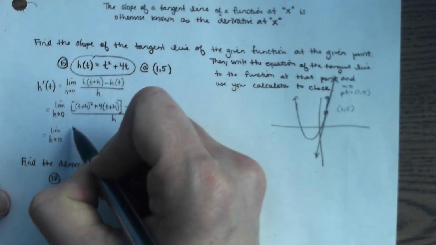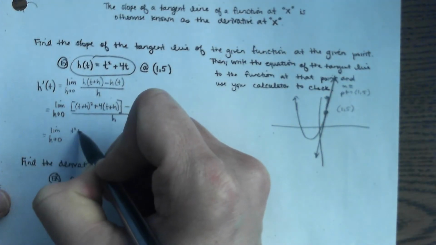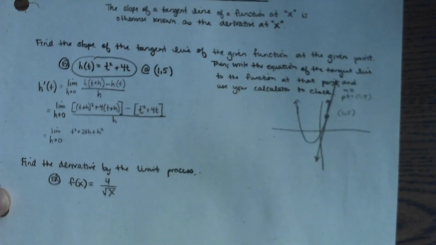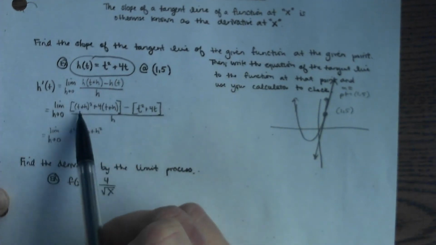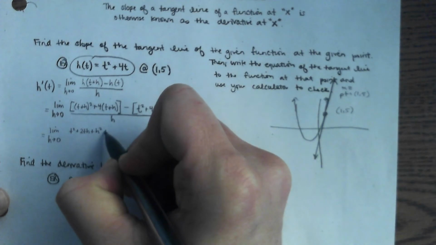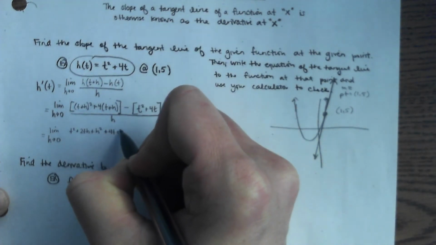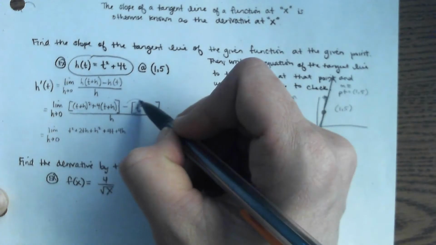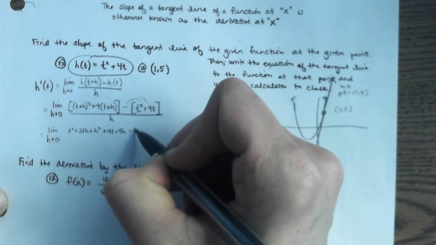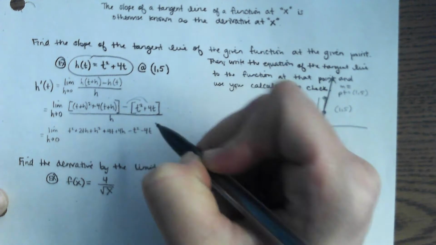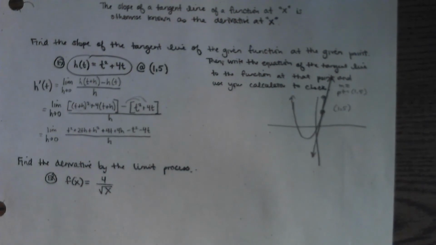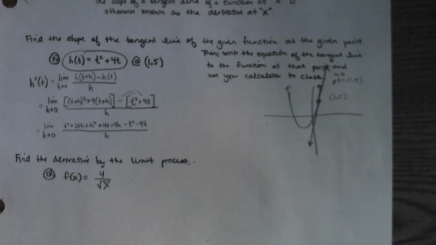So my numerator is going to become t squared plus 2th plus h squared. That's from squaring out my t plus h. Distribute your 4, plus 4t plus 4h, and distribute your minus sign. Minus t squared minus 4t all over h. Still, we would get 0 over 0.